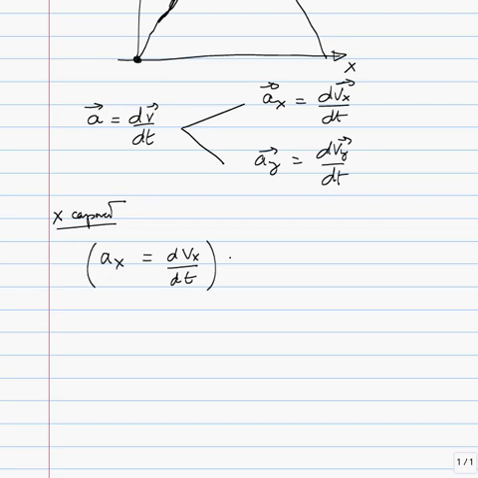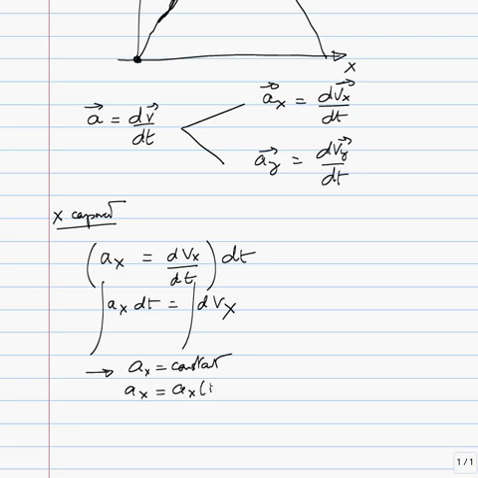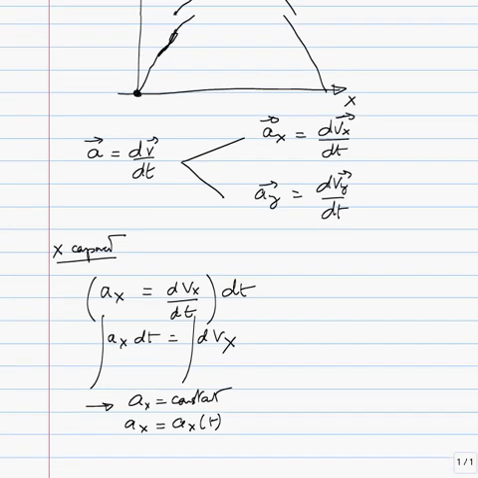Same way as before, I'm going to multiply both sides of the equation by dt, since dt is non-zero, and I will end up with ax dt is equal to dvx, which I will then integrate. Same as before, when I reach this step, I need to ask myself the question: the only way that I can integrate the left-hand side is if either ax is a constant, or ax is a function of time.